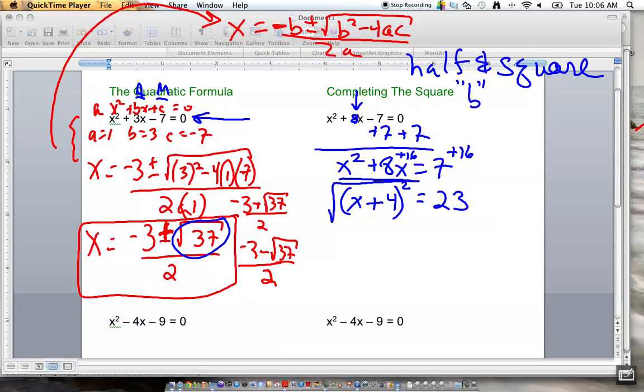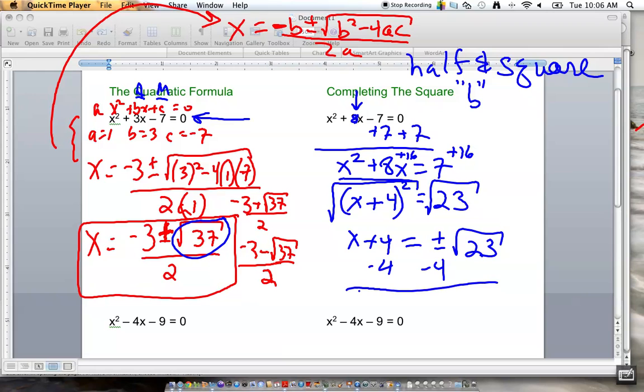So the next thing I'm going to do is square root both sides, and I get x plus 4 equals plus or minus the square root of 23. Then I subtract 4 from both sides, and I get x equals negative 4 plus or minus the square root of 23. Give me just a second to look that over because I'm a little bit uncomfortable with that. Half squared, 27, and that is there.